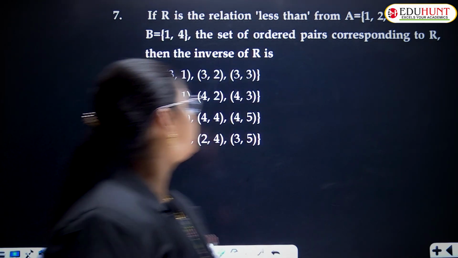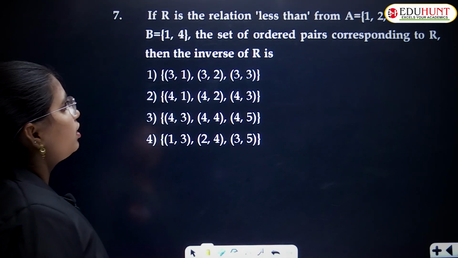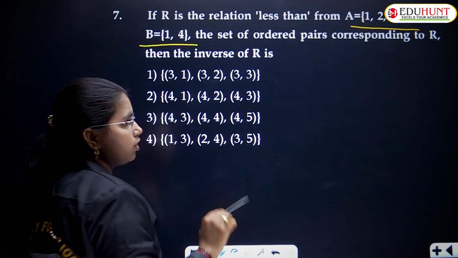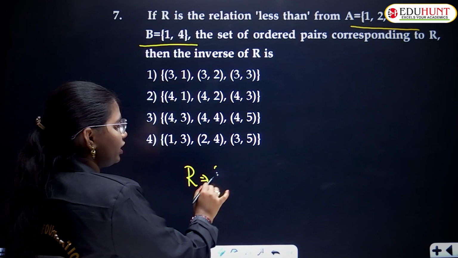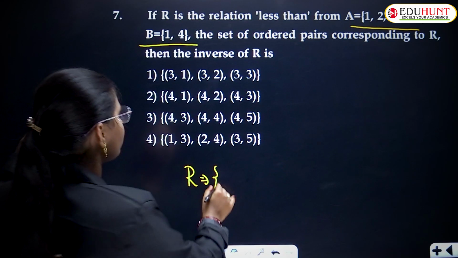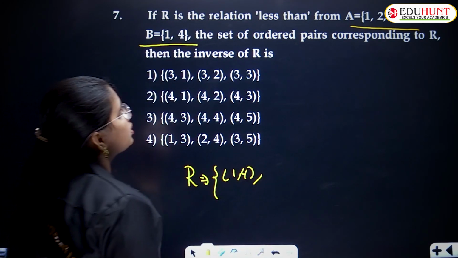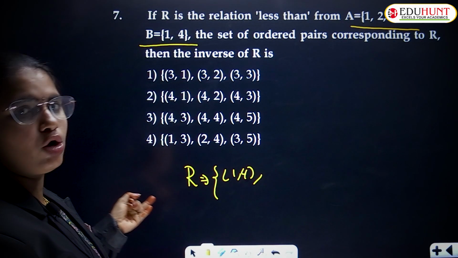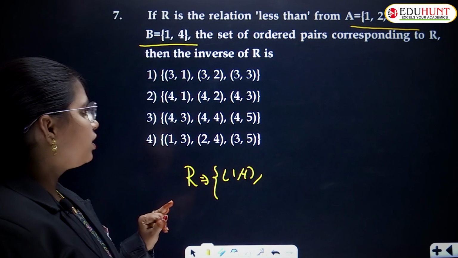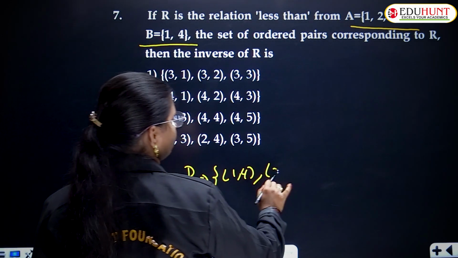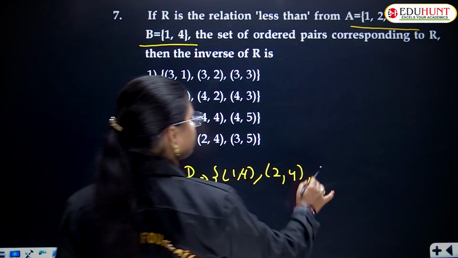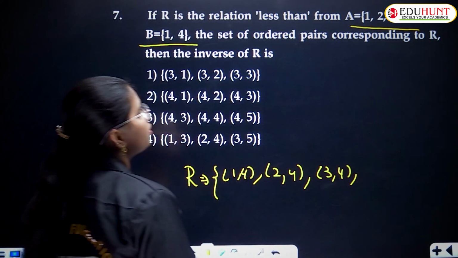What is my next question? If R is a relation 'less than' from A = {1, 2, 3, 4, 5} to B = {1, 4}. So for R you have to take such relations where x should be less than y. So (1, 1) not possible, (1, 4) is possible, right? (1, 4) is possible. Next (2, 1) not possible. (2, 4) is possible. Yes, (2, 4) is possible. Next (3, 4) is possible. Yes, (3, 4) is also possible.